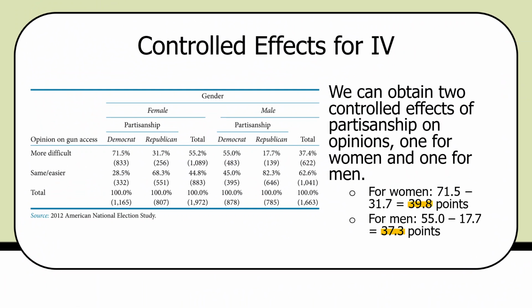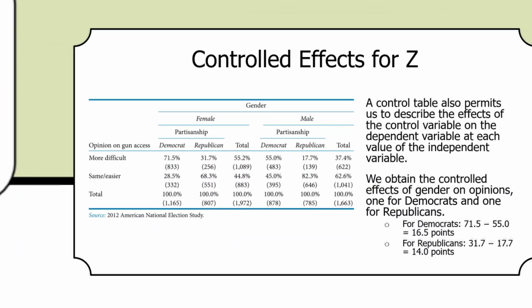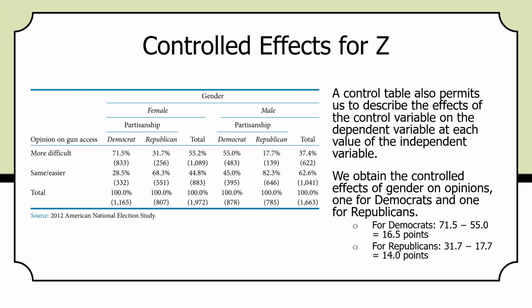As described earlier, a control table also permits us to describe the effects of the control variable on the dependent variable at each value of the independent variable. So this becomes important when you're trying to build an explanation for a dependent variable, and you want to see how much the control variable contributes and in what way.